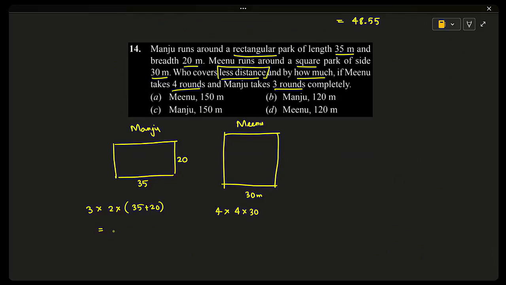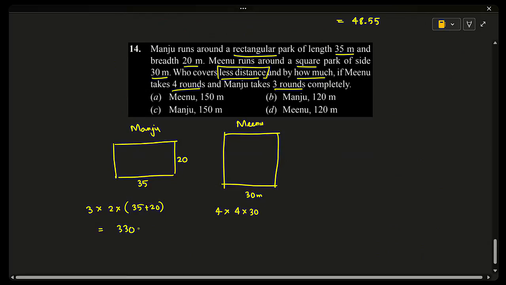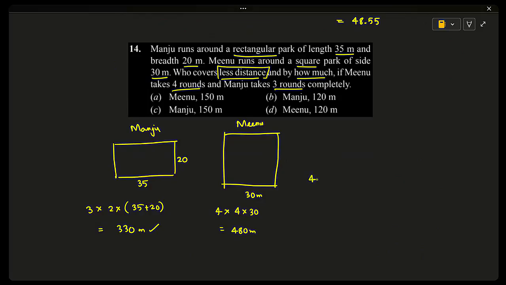So 35 plus 20, 55. 55 into 3, twos are 6, you will be getting 330 meters. This is the distance covered by Manju. And 4 fours are 16, 16 threes are 48, 480 meters. So definitely Manju covered less distance, and they're also asking how much less. So for 480 minus 330, you can subtract, 150. So Manju covered less by 150 meters. That is option C.